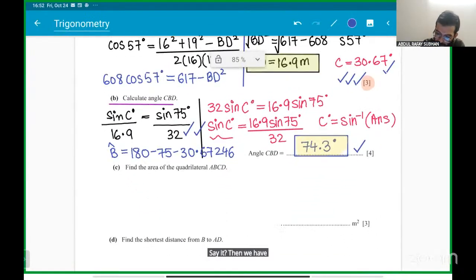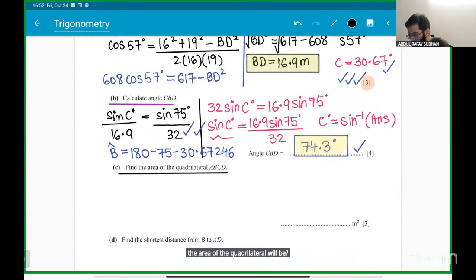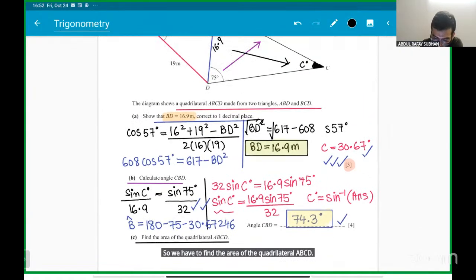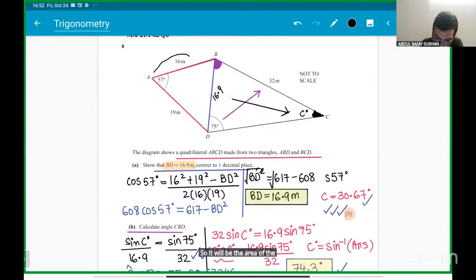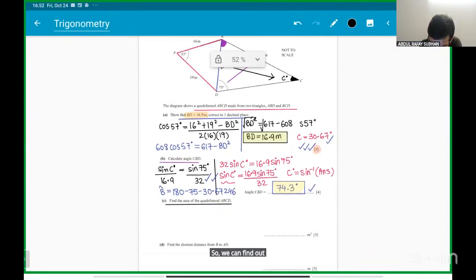Then we have to find the area of the quadrilateral ABCD. It's not difficult as well. Again, these are non-right angle triangles, so we can first find the area of triangle ABD. We have to do it in two parts.